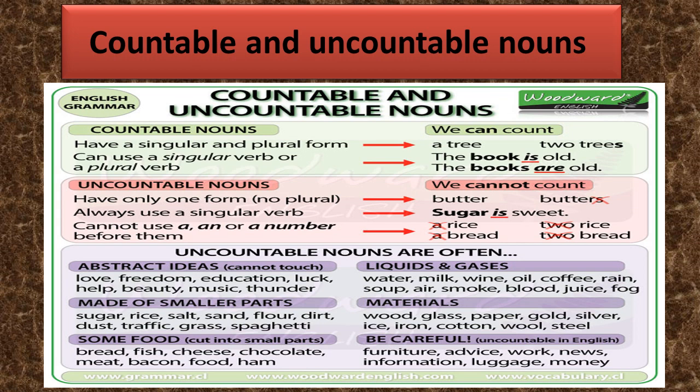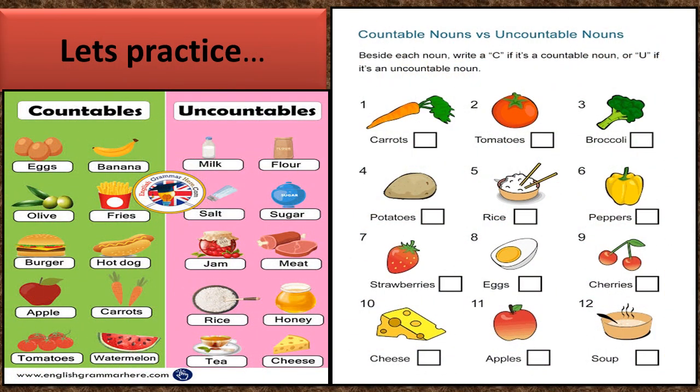Also, there are uncountable nouns you have to be careful of, because we use them in English as uncountable only, like furniture, advice, work, news, information, luggage, money. These words. Here we have some sheets to practice on countable and uncountable nouns.